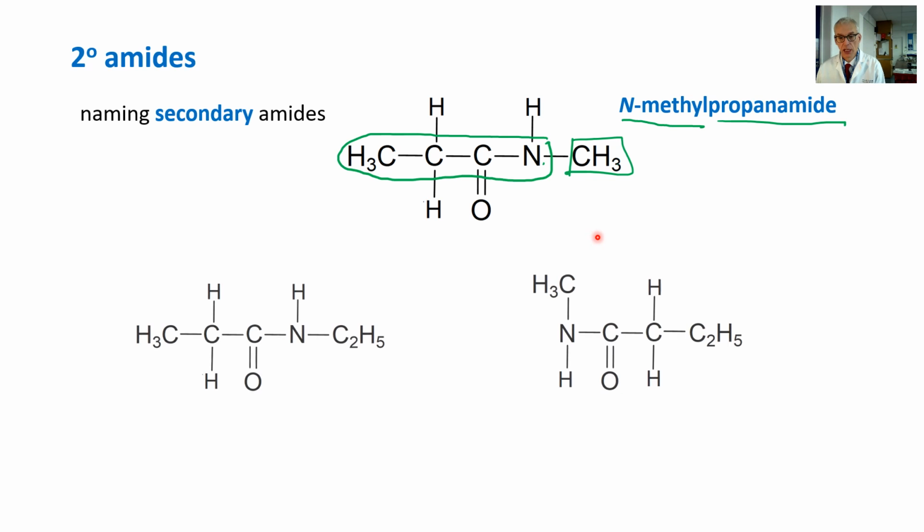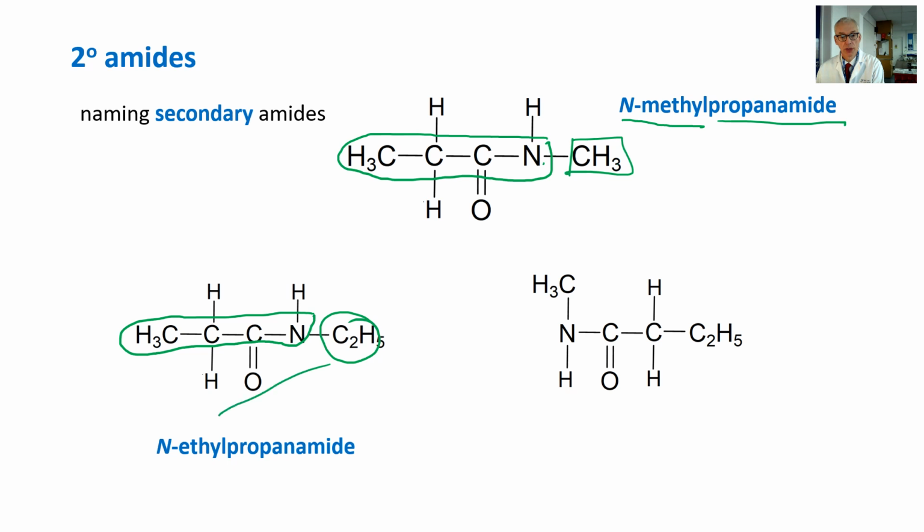In which case, name these two. Pause, come back when you are ready to correct or check your answers. Okay, so I'm going to reveal the first. There's N-ethylpropanamide. I'm identifying propanamide, the amide group and the longest carbon chain, including the carbon of the carbonyl. So there's propanamide, and attached to the nitrogen is an ethyl group, so N-ethylpropanamide.